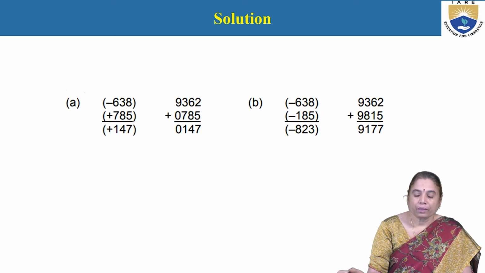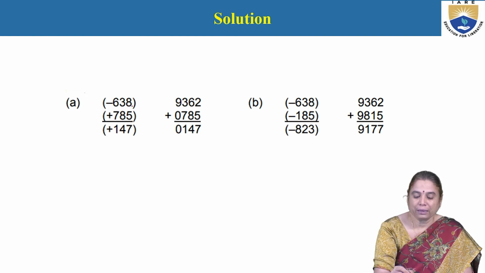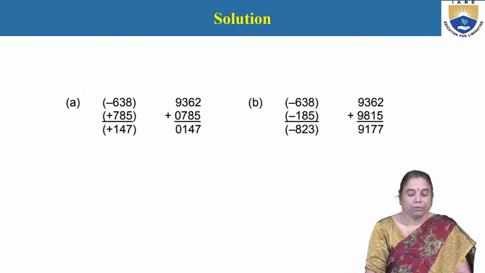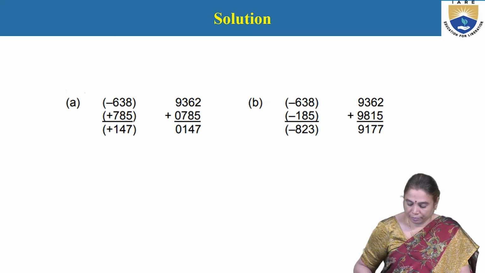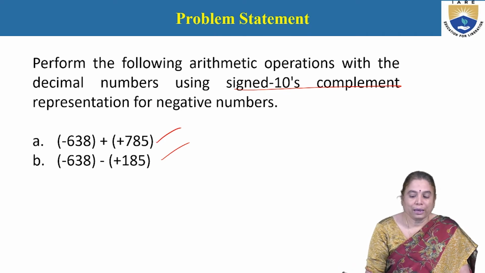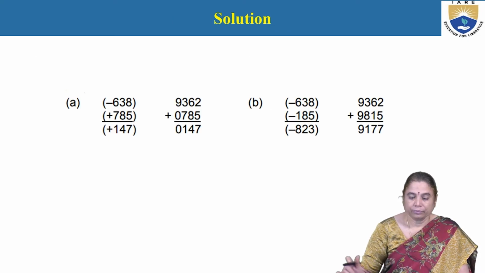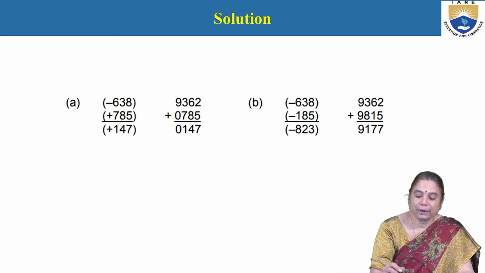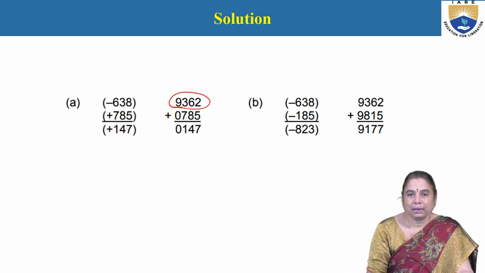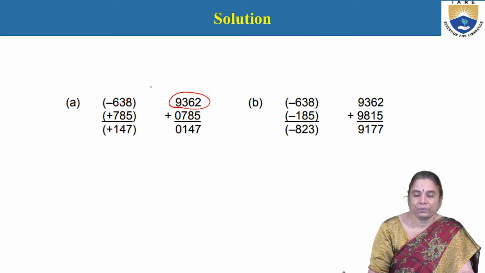So here, 638 plus 785. Here we have to perform the following arithmetic operation with decimal numbers using signed tens complement form. The negative number has to be represented in the tens complement form. First find the nines complement, add a 1 to it in order to get the tens complement of 638.